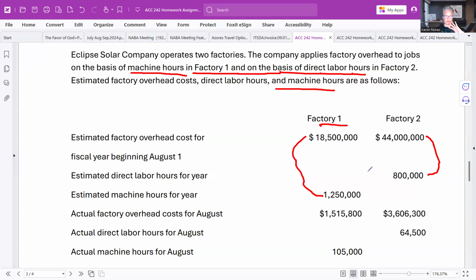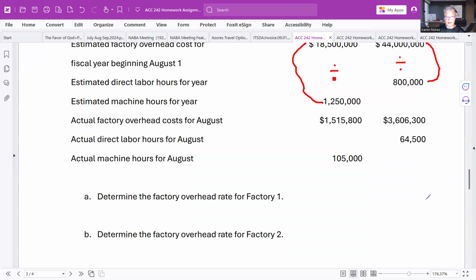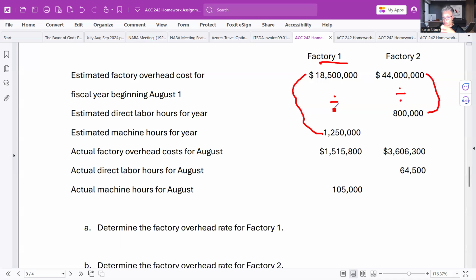So remember, the way we calculate an overhead rate is going to be the estimated overhead divided by the estimated base. That's all we're going to do to get our overhead rates, right? So we need to find a rate for factory one and a rate for factory two. So we've got the information we need. We're given the data. All we have to do is do the math and calculate those rates, right?